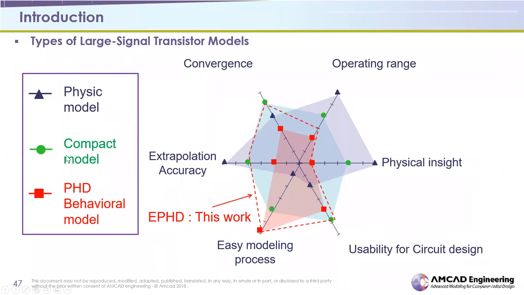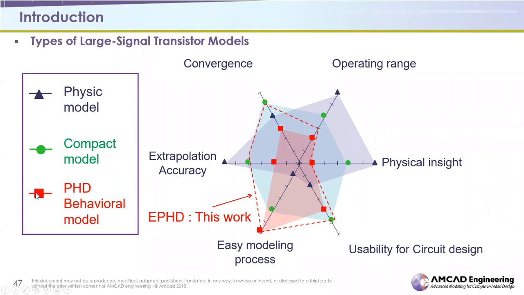Now, there are different types of models. There is the physical model, where you have very good extrapolation accuracy, very good physical insight, the operating range is very good, the convergence is quite fair, but the problem is it's very difficult to model, and in our case, and this is the important point, we cannot use it for circuit design, or almost not use it for circuit design. There is the compact model that can have a good or fair response in all these conditions, but the problem is the time.